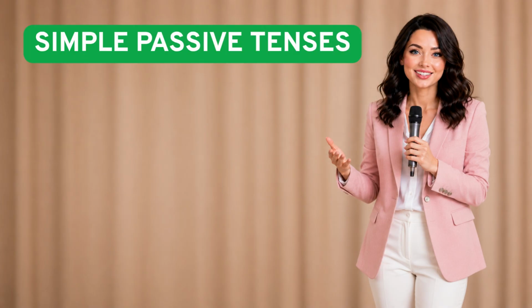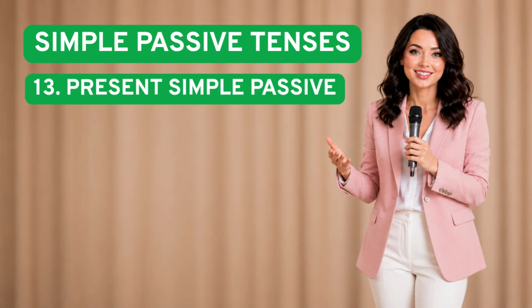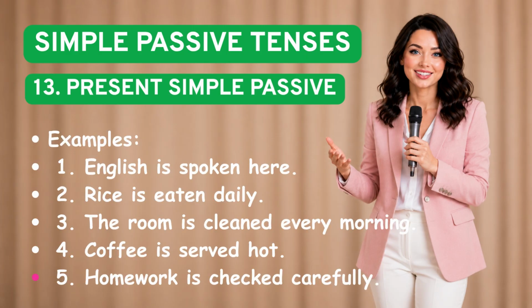Simple passive tenses. 13. Present simple passive examples. 1. English is spoken here. 2. Rice is eaten daily. 3. The room is cleaned every morning. 4. Coffee is served hot. 5. Homework is checked carefully.